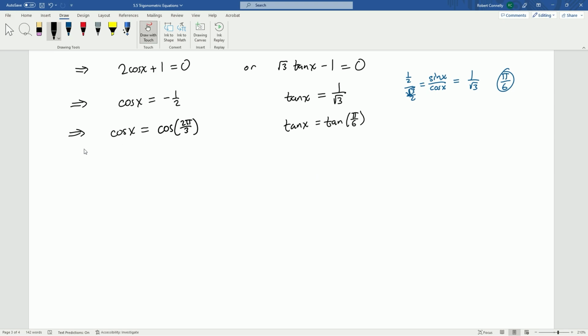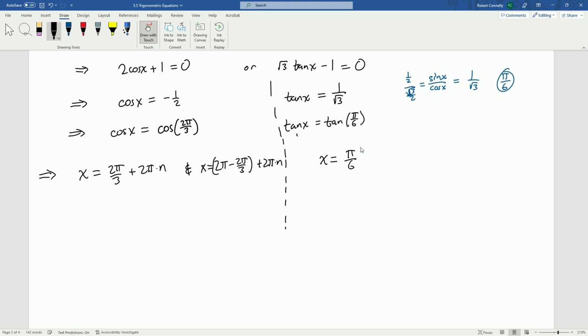Now for the cosine equation, we get two sets of solutions. x equals 2 pi thirds plus any 2 pi integer multiple, and x equals 2 pi minus 2 pi thirds plus any integer multiple of 2 pi. And then for tangent, remember we only get one equation of solutions for tangent. That's going to be the angle, pi over 6, plus any pi multiple of n.